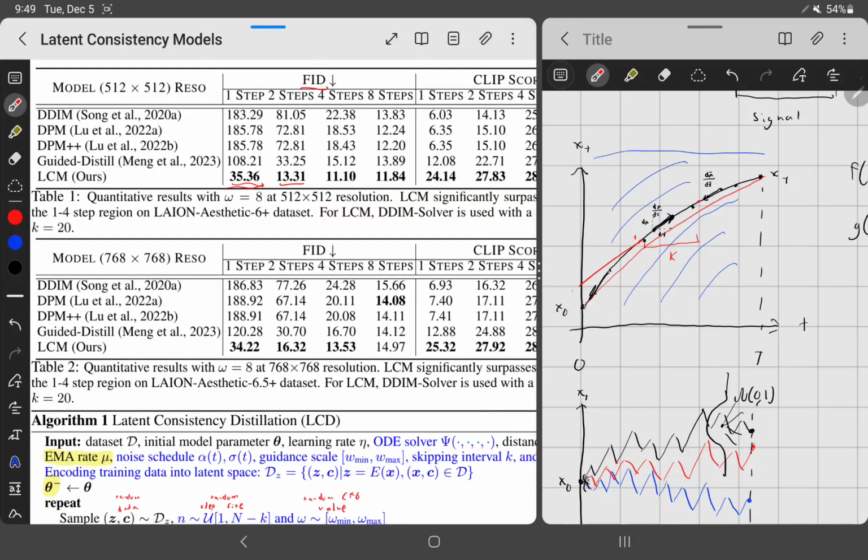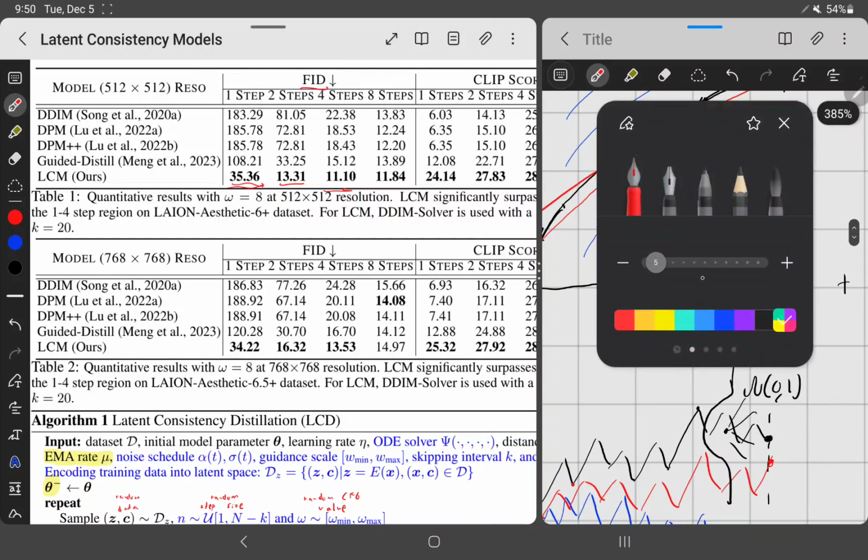Interestingly, going to 8 steps doesn't do much. 4 steps seems to be the optimal number of steps when sampling with this. And the interesting part is it wasn't trained specifically to do 4 steps. That's just what it ended up being. It ended up getting to a good spot where 4 steps seem to be optimal to go along this trajectory.